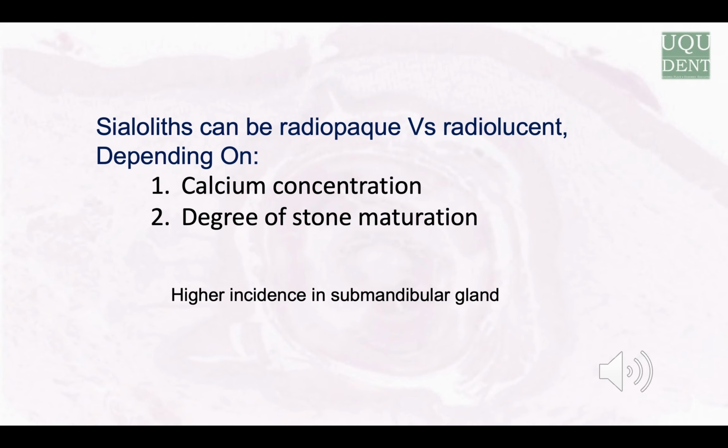As we said before, the sialolith can be radiopaque or radiolucent. This depends on the calcium concentration and the degree of the stone maturation. There is a higher incidence of occurrence of sialoliths in the submandibular gland.